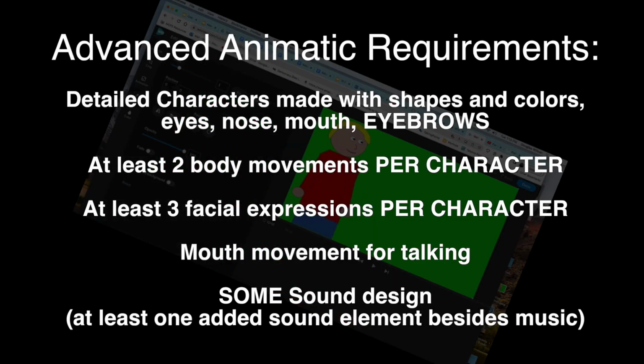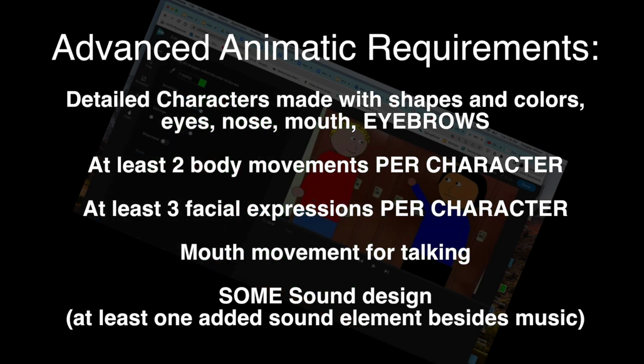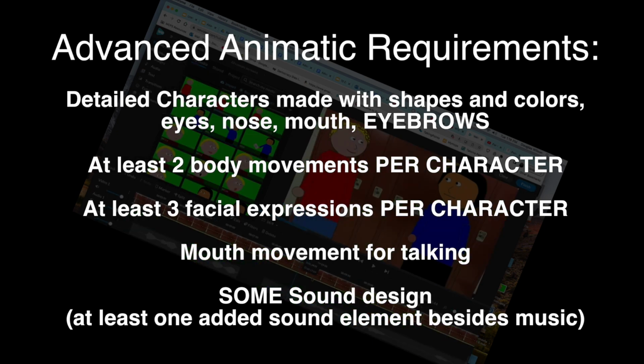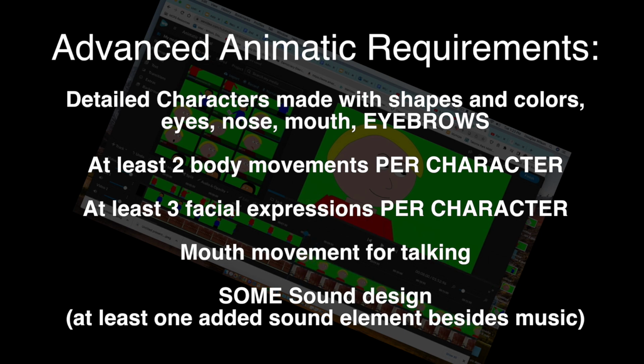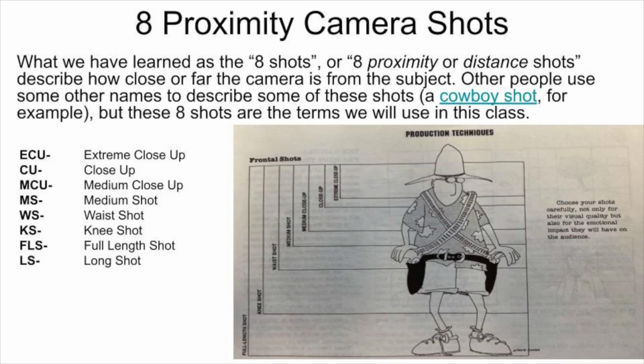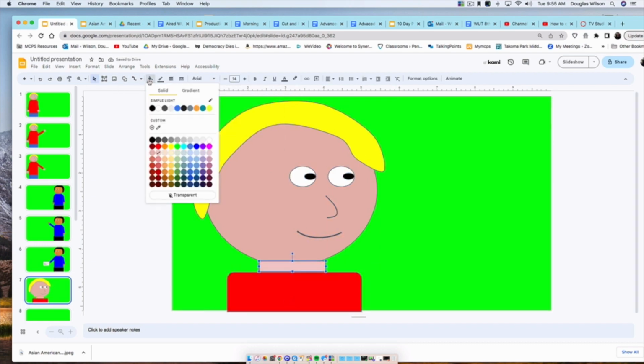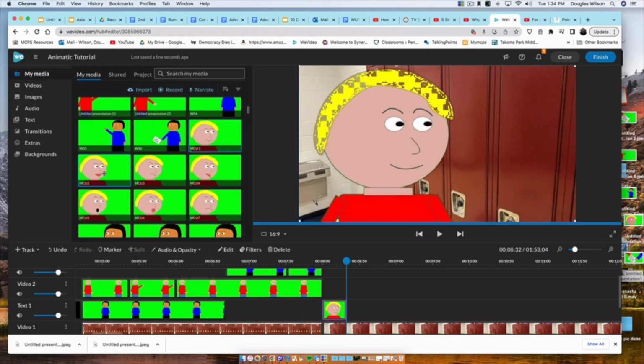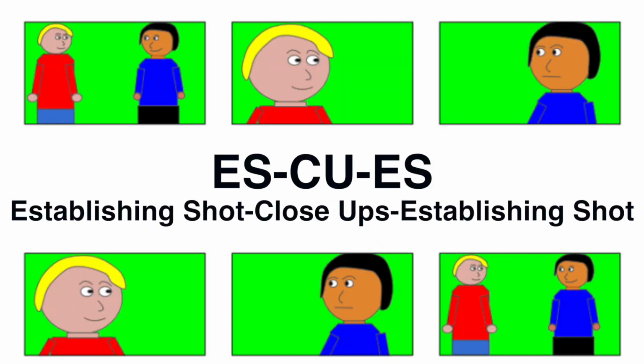Okay, I'm going to go fast in this tutorial, so you can always pause or review if you missed something. At this point, in order to complete the advanced animatic, it is assumed that you have covered and know the following concepts: how to frame your shots, how to create shots in Google Slides, how to import those slides into WeVideo, how to edit in WeVideo, and the basic ES-CU-ES formula for scenes of dialogue.